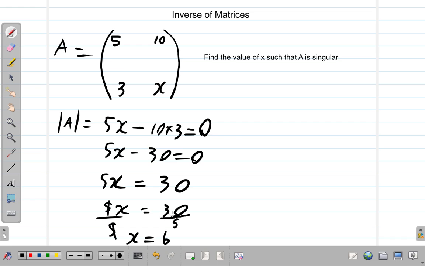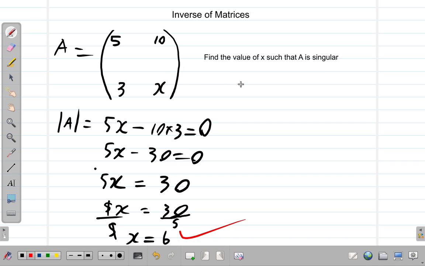Is that what you got? If that's what you got, then you got a correct answer. You can give yourself a tick to say your answer is correct. All right. So we're going to look at the fact now that you cannot find the inverse of a singular matrix. And why is that so? Why is it that you cannot find the inverse of a singular matrix?